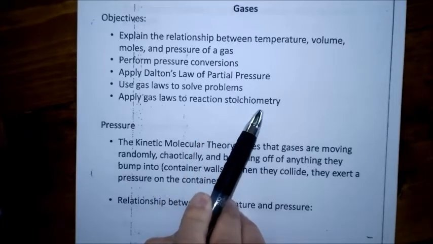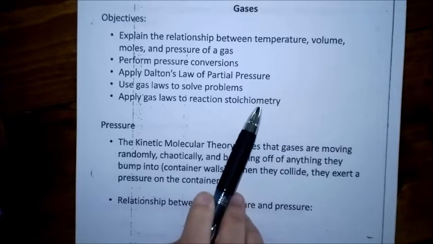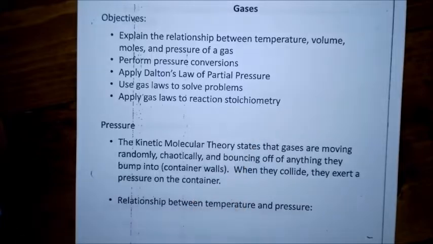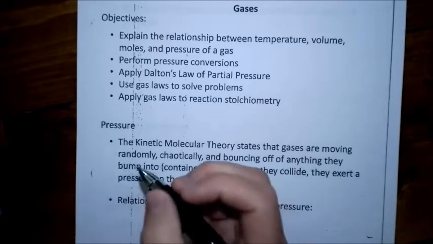Now, I'm going to actually go through most of this today. We won't get to the gas stoichiometry, but I am going to explain these first 4 bullet points. So first we need to go through and talk about the different relationships in gas laws. So before we can do that, you need to know about the kinetic molecular theory.